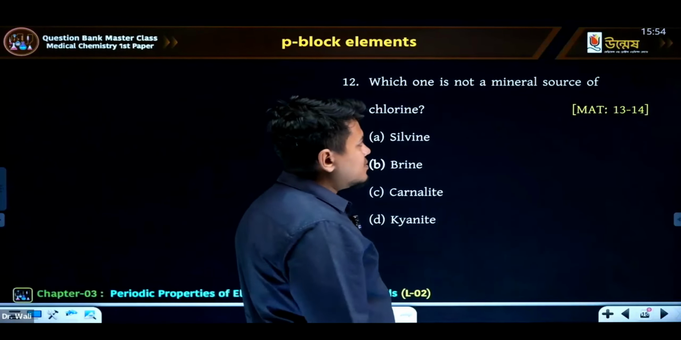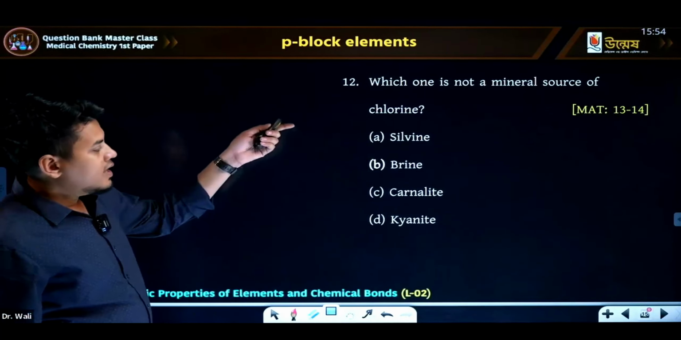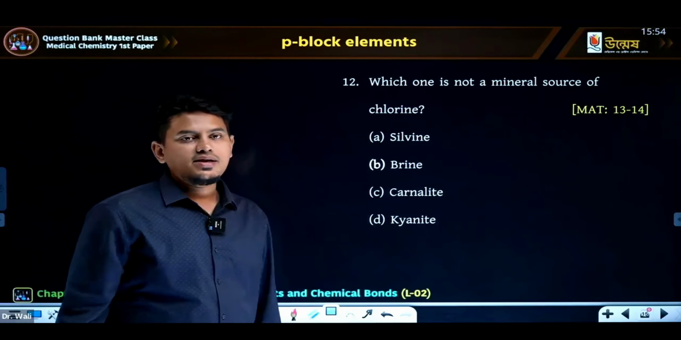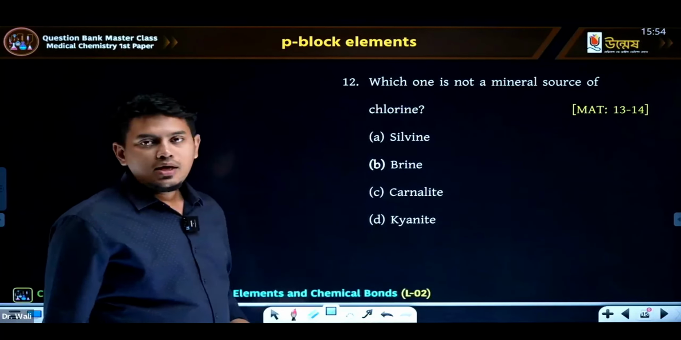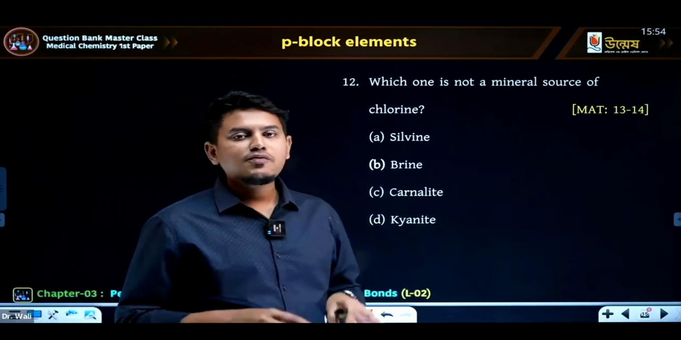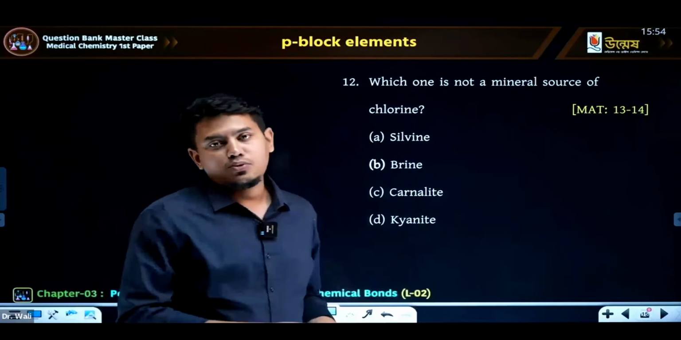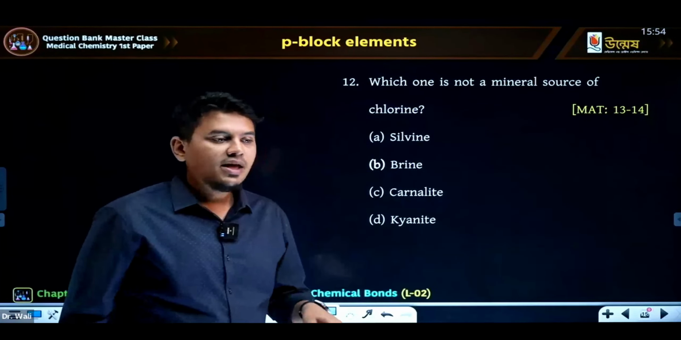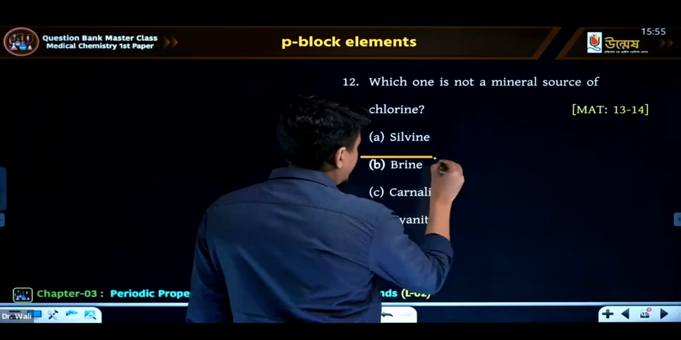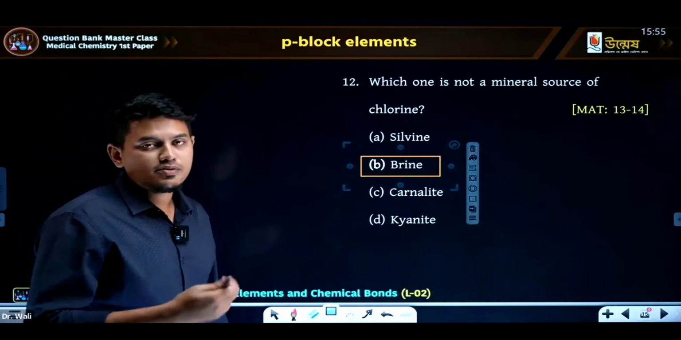So very crucial. Which one is not a mineral source of fluorine? Sylvine, carnallite, kyanite. These are found in the stones, in the soil. That's why they are mineral sources. But as you can see, brine is the saturated solution of sodium chloride. It is a solution. It will not be a mineral source. Okay, a mineral source means it will be found in the ore. So the answer will be here. B will not be found in the ores.